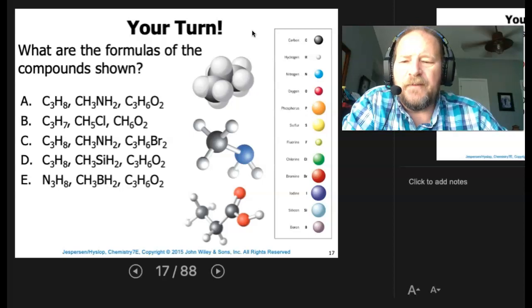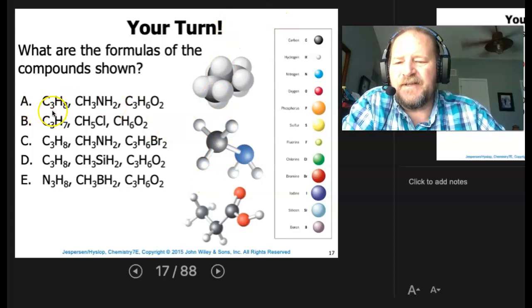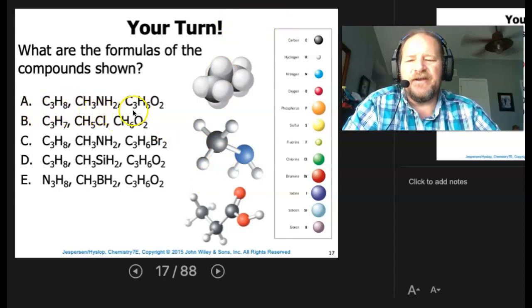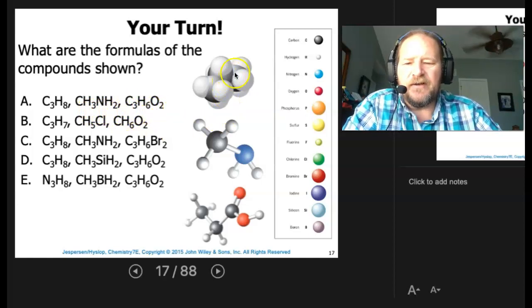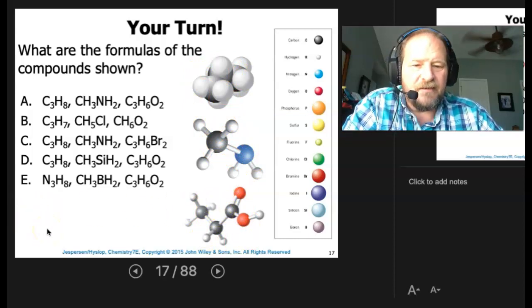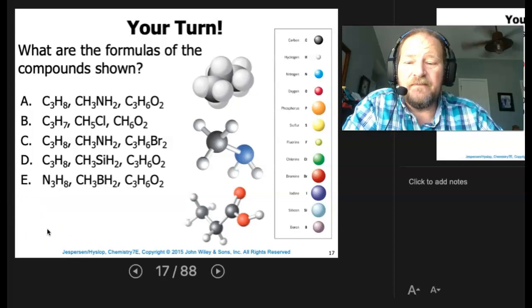So are the molecules there? These 3 respectively. All right, so you have C3H8, CH3NH2, C3H6O2, and of course this would be the first one, the second one, and then the third one. And then I'll pause here for a sec, give you a chance to work this out for yourself. And hopefully you got an A.